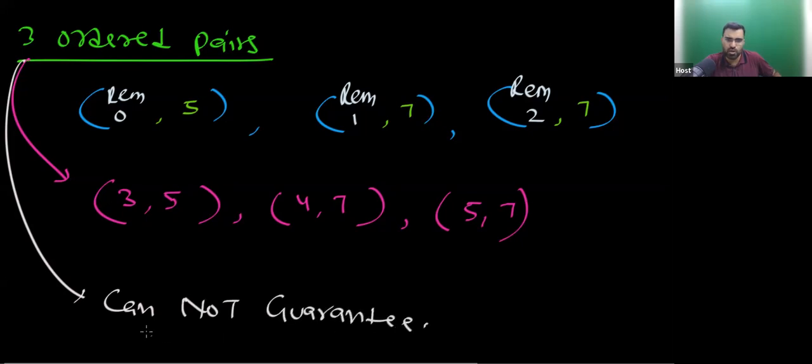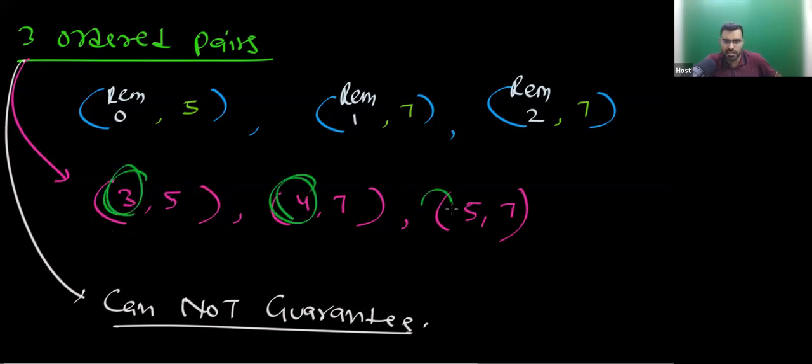One important thing you understand, that we are not interested in these numbers. We are actually interested in these remainders, right? Agree? That this is your remainder 0 when you divide by 3. This is your remainder 1 when you divide by 3. And this is your remainder 2 when you divide by 3.